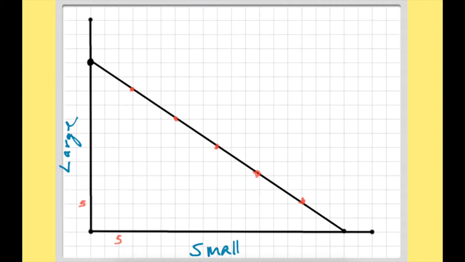The problem is I can't use this point because the coordinates of that point are (7.5, 25). The reason I can't use that point is because that's telling me to get 7.5 small tables, and I can't rent half a table. So that one wouldn't work. However, this one is (15, 20). That one would work. This one's another half.